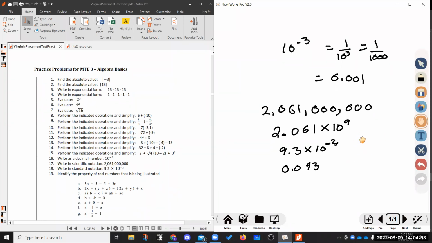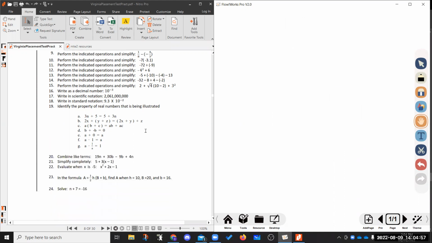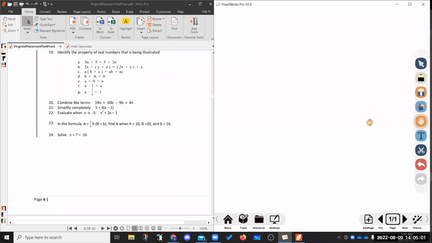Take a second here to talk about some properties of real numbers. You scroll here so you can see these a little bit better. So in 19 part A, we have 3n plus 5 equals 5 plus 3n. That's going to be the commutative property of addition. Commutative properties mean that I can change the order of things, can move them around, and it doesn't change the answer.